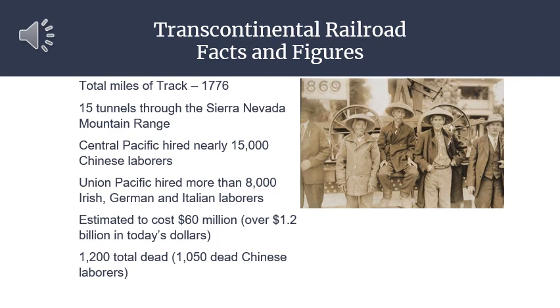It was estimated to cost approximately $60 million, or over $1.2 billion in today's dollars. Throughout the 7-year period the Transcontinental Railroad was being built, there were over 12,000 casualties, more than 1,000 of them dead Chinese laborers. The Chinese laborers proved to be tireless workers, and Crocker hired more and more of them.